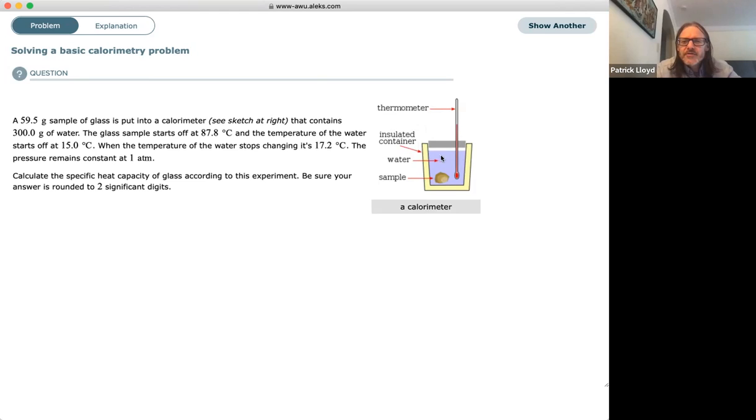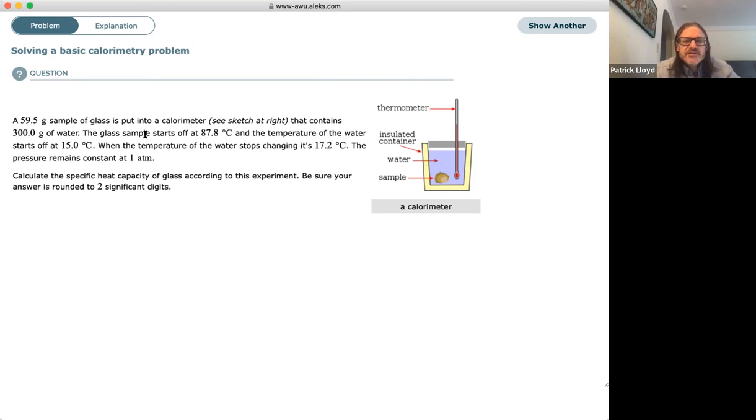It's in the water. The water's 300 grams. You have an initial temperature of 15. It's going to go up to some final temperature. It's not going to be 1,000 degrees, and it's not going to be under 15, right? The glass is already hot, so it's going to transfer heat to the water. The glass will get cooler. The water will get hotter, and then they give you the mass of the water, the mass of the sample.